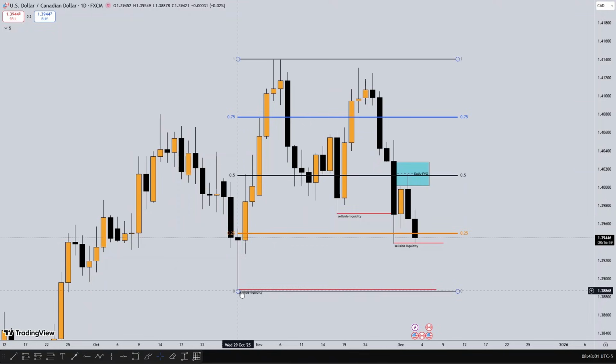So you can see how easily I just created a narrative, which I actually didn't create any narrative. I just explained what price is currently doing.